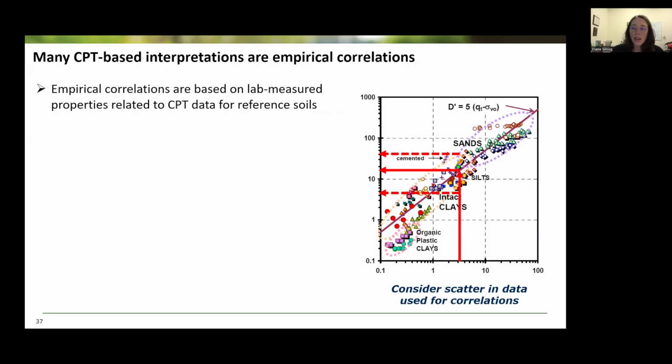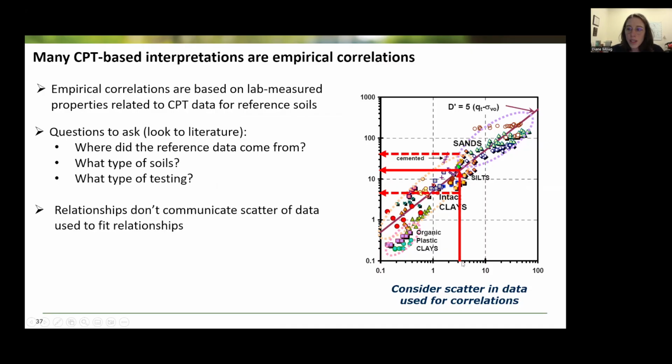And so a lot of CPT-based soil property interpretations are based on empirical correlations. So we have lab measured properties of the soil that we then relate to the CPT data for these soils. When you're using these correlations for soils, you want to look into the literature of how these relationships were developed to understand what the reference data are that these correlations are based on, what types of soils are included in that reference data set, and what type of testing was used to characterize the soil property.